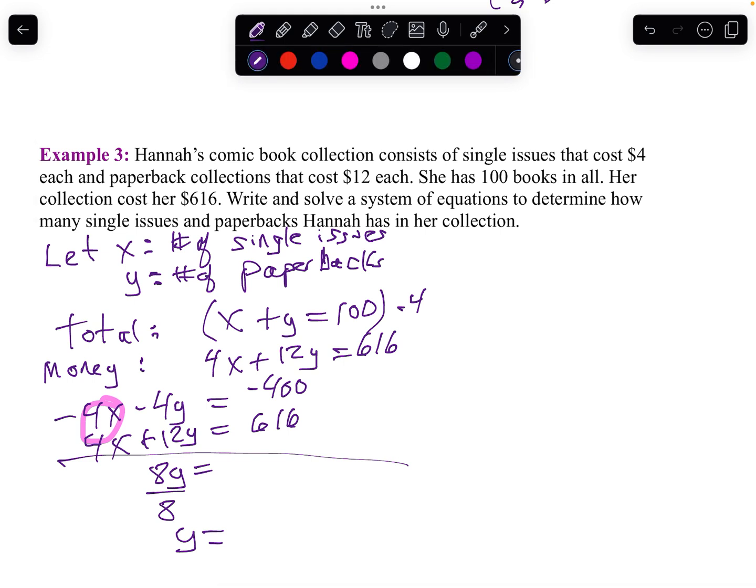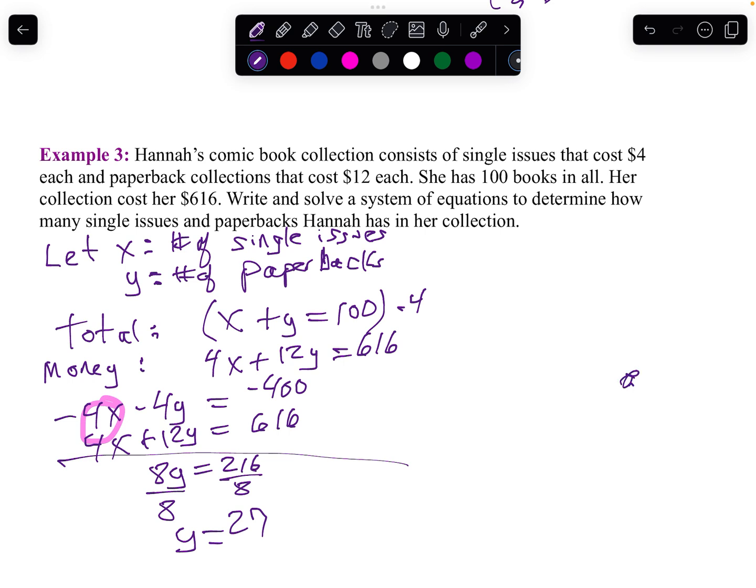So 616 minus 400 is 216. We'll divide that by 8. So 216 divided by 8 gives me 27 paperbacks. Don't know what I was thinking there, but I made the mistake.